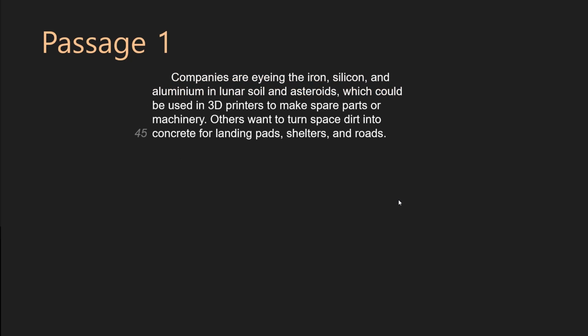Finally, in the last paragraph, we do see that there's only really one point being made here, which is that companies are really going to use the soil on the planets too. So there are further resources that could be used on the asteroids. Companies are doing this, others want to do that, but basically it's all about how the companies want to use the lunar soil. Done. Let's move on to passage 2.